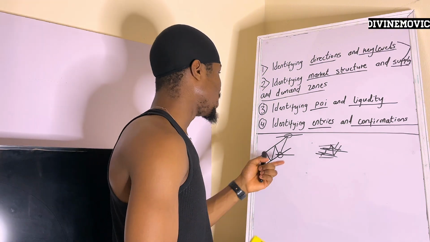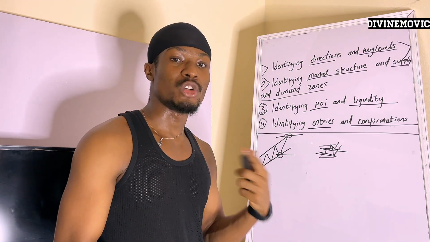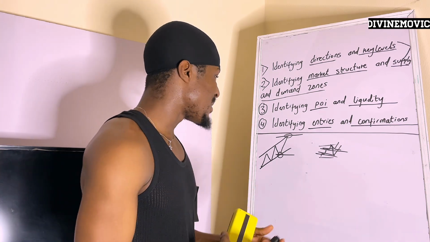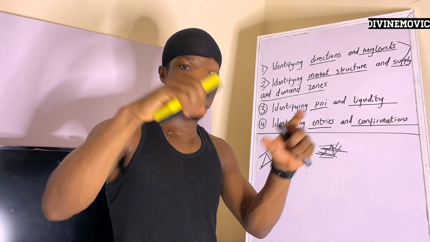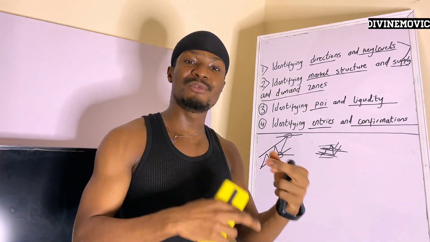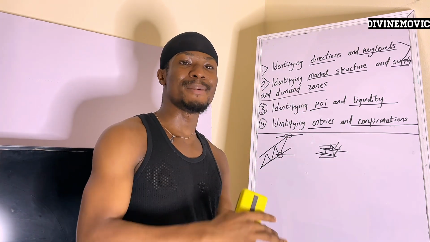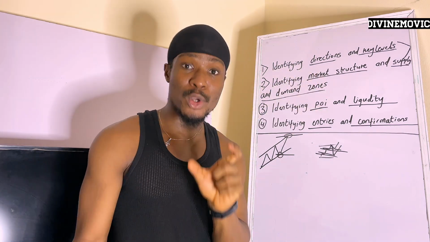Now we have point of interest. A point of interest is simply a refined supply or demand zone. Now, when you identify a supply or demand zone, it's always very big and bulky, almost 50 pips at a particular supply or demand zone. Your ability to go to the 1 hour time frame and refine these 50 pips or 80 pips to become 20 pips or 30 pips is simply refining to become a POI. And there's a way to do it.